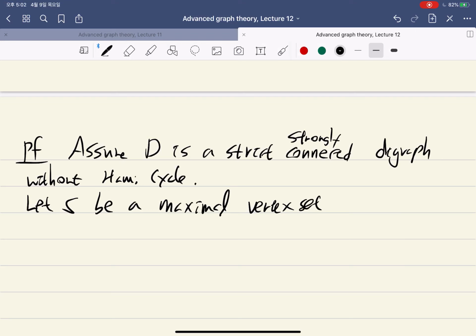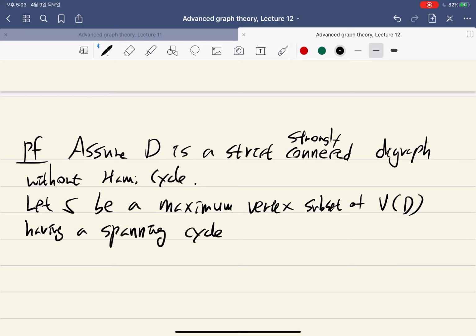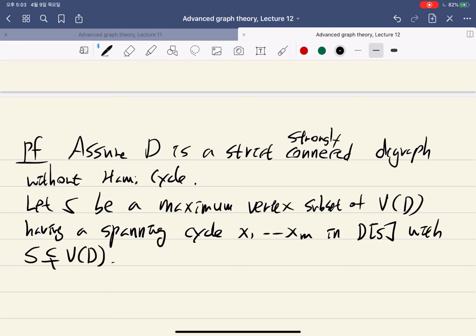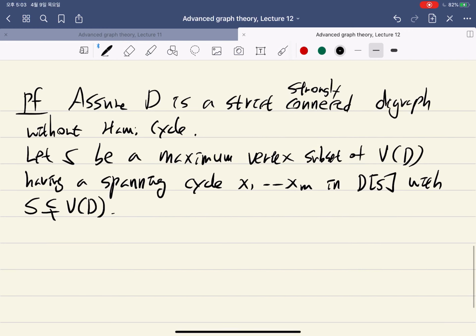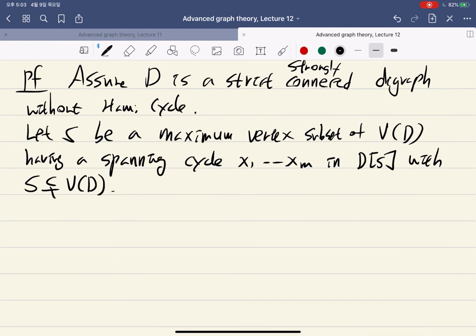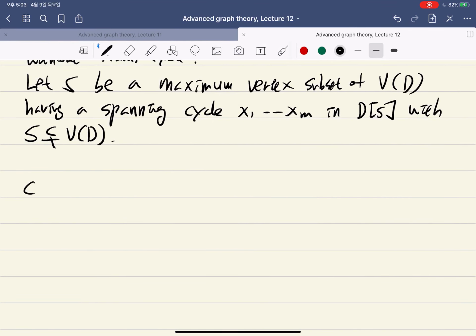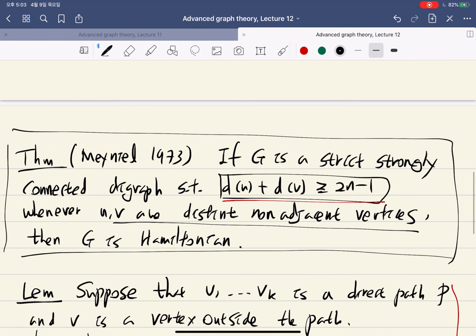I mean, let's say the maximum largest size vertex subset of V(D) having a spanning cycle x1 to xm in D[S], with S not the entire vertex set, because we assume D is not Hamiltonian. And now we want to prove that there exist two non-adjacent vertices contradicting this condition.